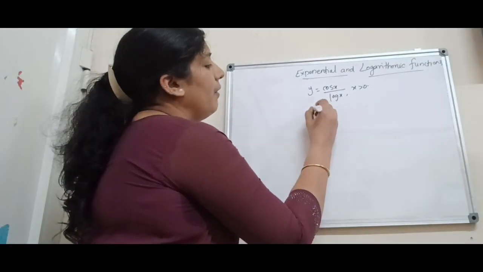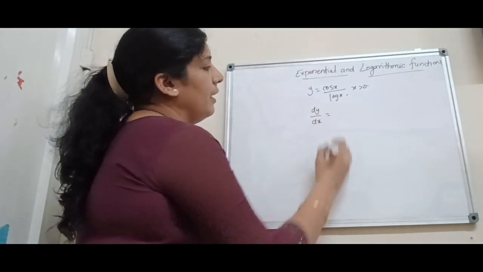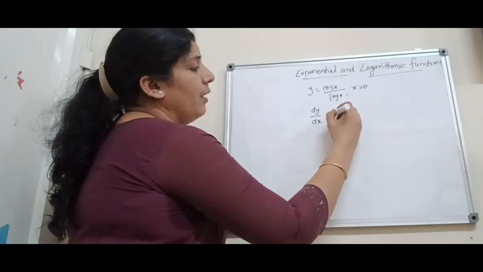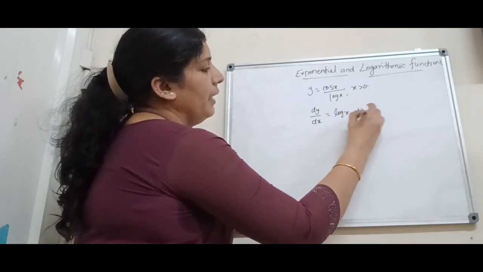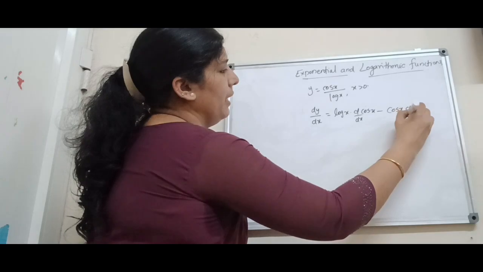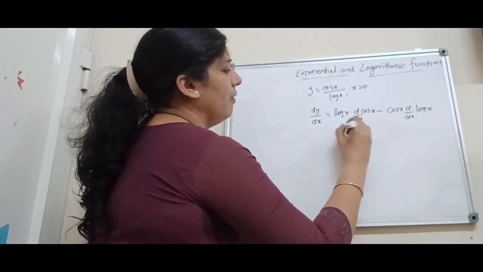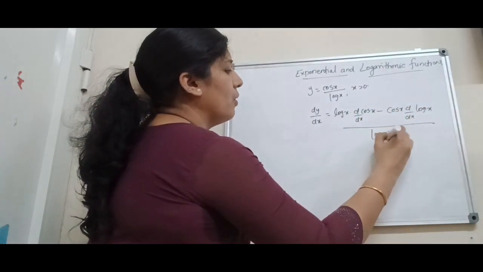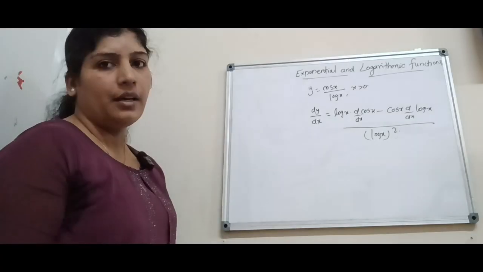That is, dy by dx equal to what? Here the denominator is log x. Therefore, log x into d by dx of cos x minus cos x into d by dx of log x, divided by log x whole square. Here we have to apply the quotient rule.